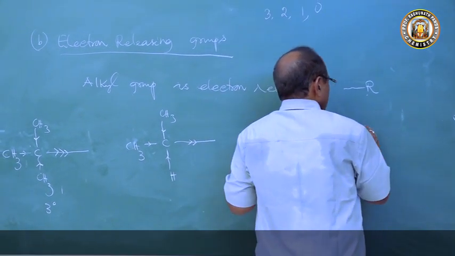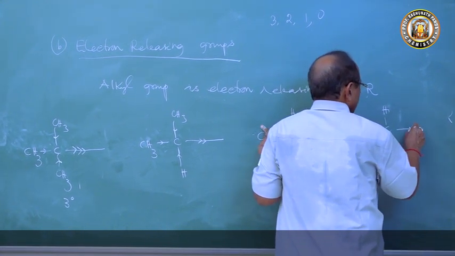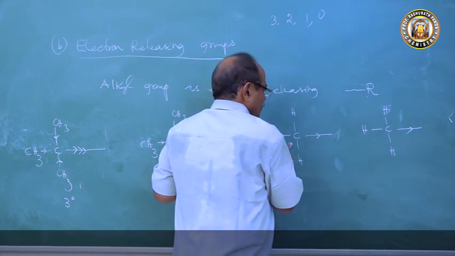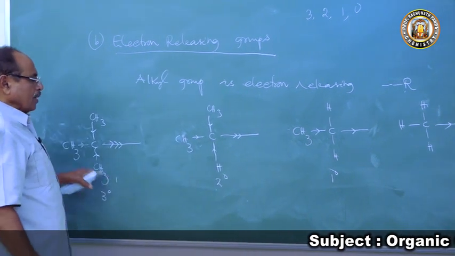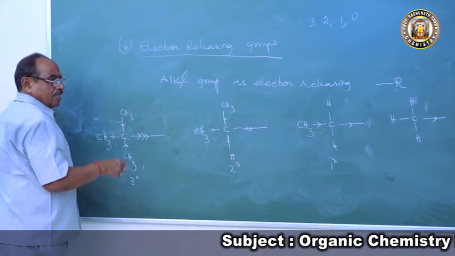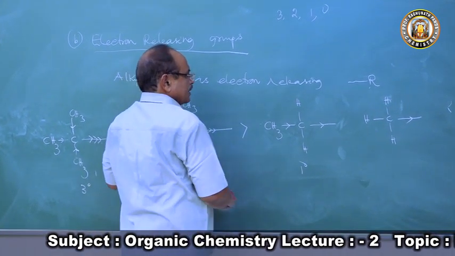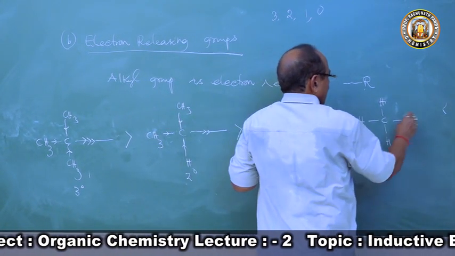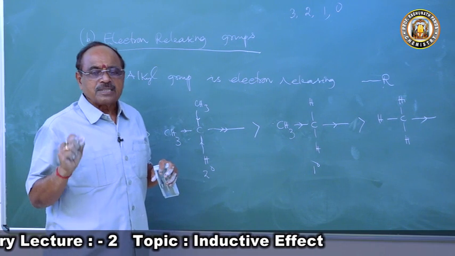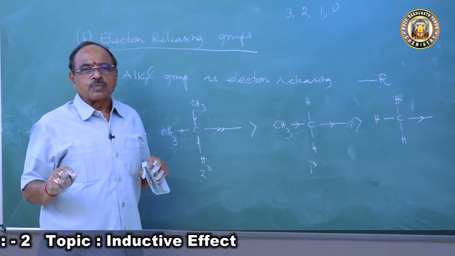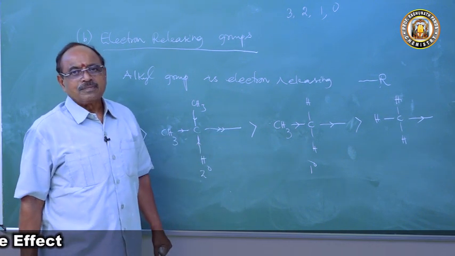And if you come to the methyl group, the 0 group, here no substitution has taken place, so I say 0. So this also releases electron. But this is an ethyl group, 1 degree alkyl group. This is 2 degree alkyl group. This is 3 degree alkyl group. Here the release is 1, 2, 3. So this is more electron releasing than this, and more electron releasing than this. So alkyl groups are electron releasing groups. Tertiary alkyl group is more electron releasing than secondary alkyl group, then primary alkyl group, then the methyl group.